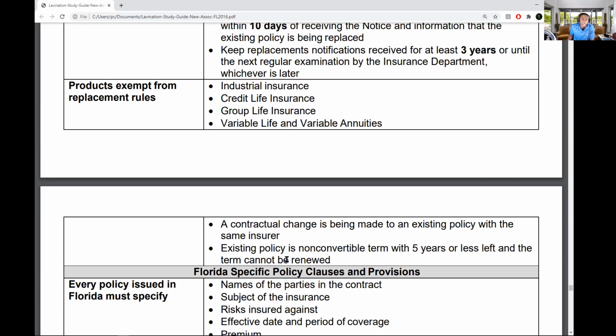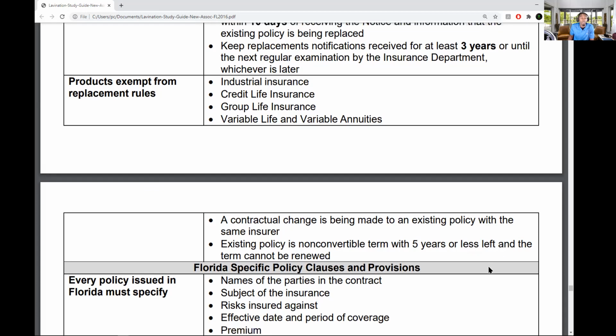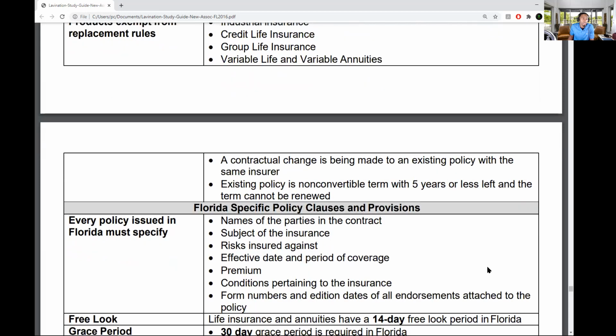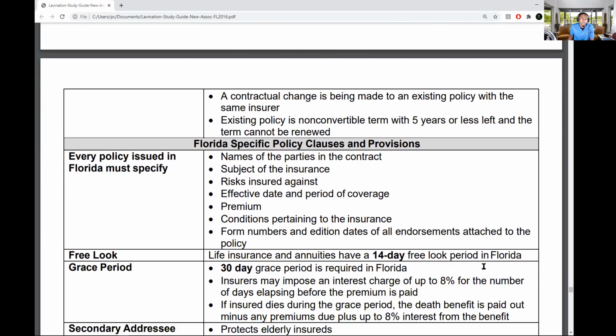Also, the rule does not apply to an existing policy that is non-convertible term with 5 years or less left and the term cannot be renewed. All right, so make sure you know those things. That's important. We're going to move right along. Hopefully you guys are taking some good notes.